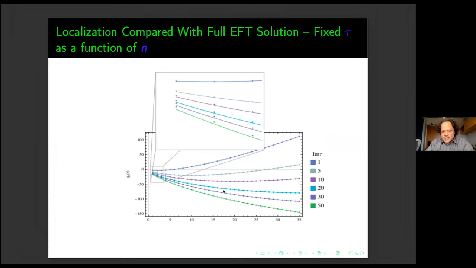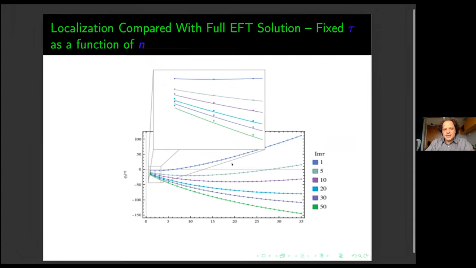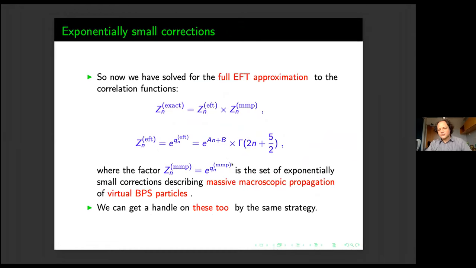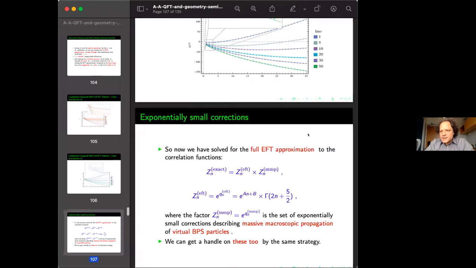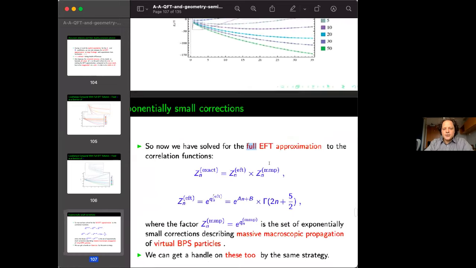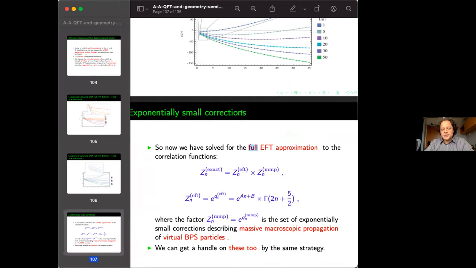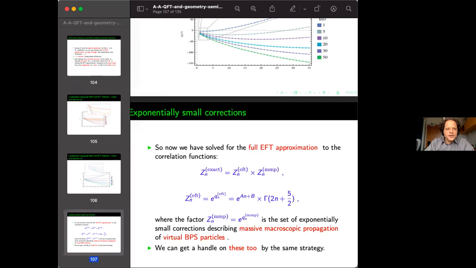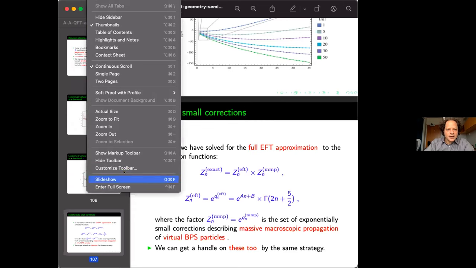The lines are increasing R charge, and each individual line is a different value of the coupling. Anyway, you can see these errors are very hard to see in the EFT approximation. Now, finally, let's see how much time. Okay, in the remaining 2 minutes, I will just say that you can use the exact same strategy, supersymmetric recursion relations together with EFT inputs, to solve an asymptotic expansion for the exponentially small corrections as well.